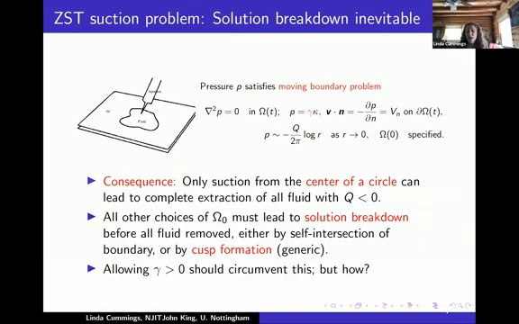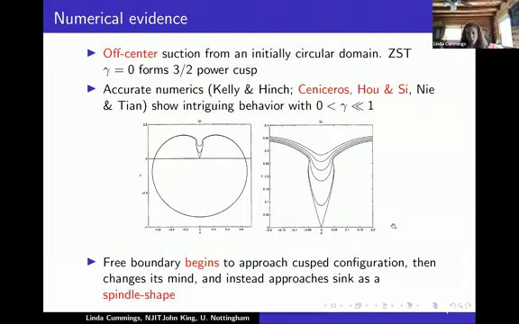But if connectivity doesn't change, then what has to happen is that the solution breaks down by formation of a singularity in the free boundary. And I'll say generically, that is to say that for almost all initial conditions, that breakdown would occur via a 3/2 power cusp in the zero surface tension problem. Okay. So if you allow non-zero surface tension and set a parameter gamma to be a positive number, then you should avoid that cusp formation. But how does that happen?